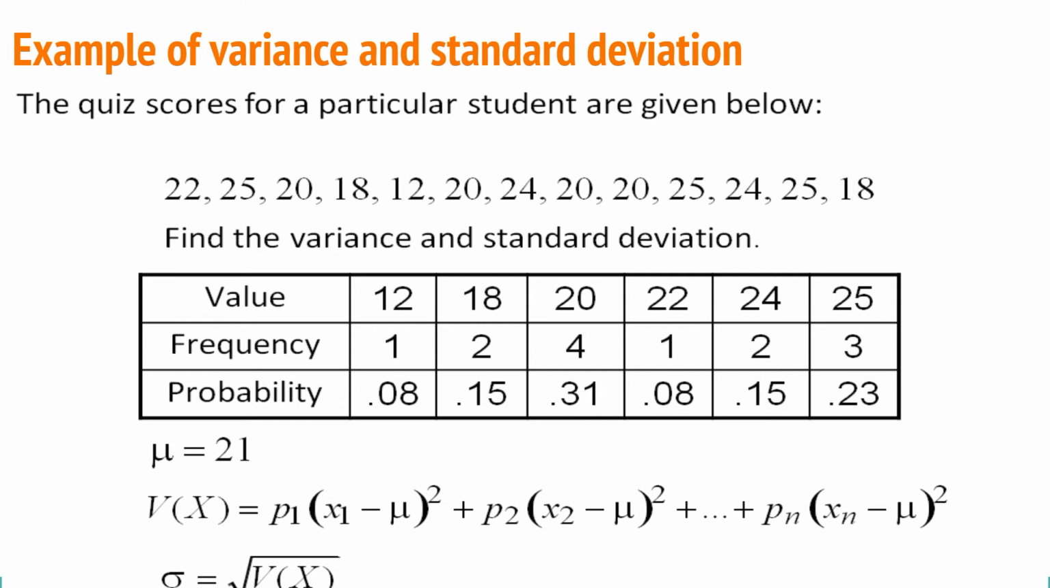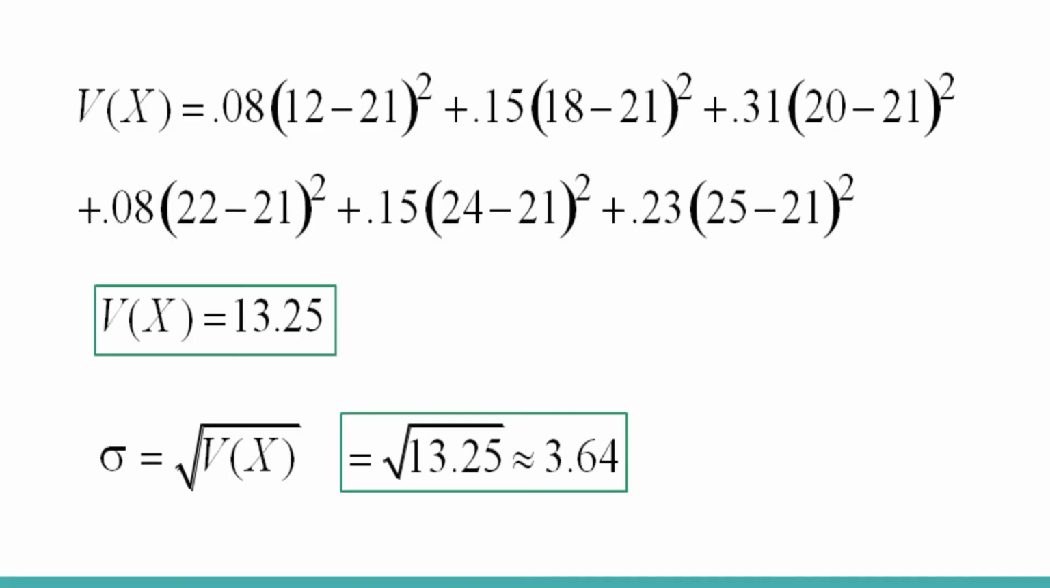We can also calculate the mean by multiplying 12 into 0.08, 18 into 0.15, 20 into 0.31, 22 into 0.08, 24 into 0.15, 25 into 0.23. We can calculate the mean in this way also, but since they have given it, they have definitely calculated the static mean. No problem with that. Given the mean, we just calculate the variance by using this formula, and this is the answer. This way we have calculated it. Please do it by yourself also.